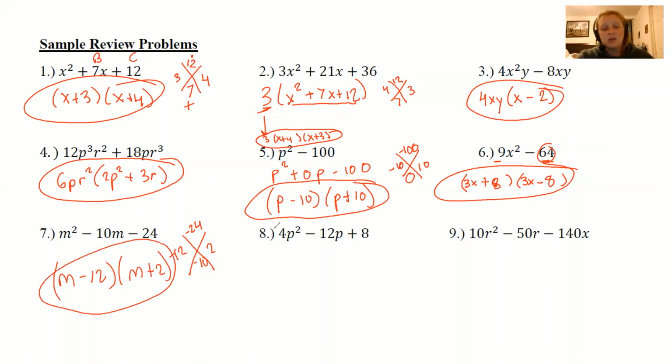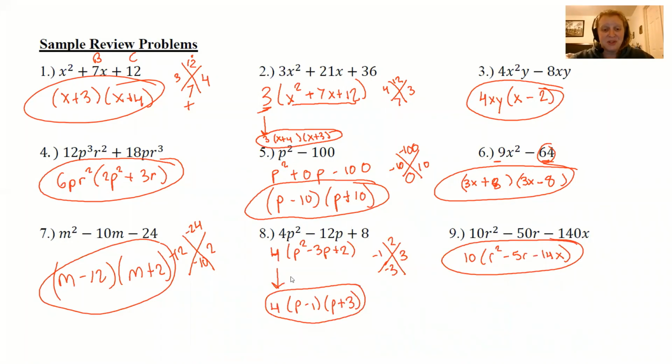I'd like you to try number 8 and 9 yourself. If you happen to notice, yeah, a is not 1, but they both have a GCF. So let's see if you can make that work. All right, so you can check your answer for a. You should have factored out a 4. And in the resulting trinomial, a is 1, so you're welcome to use that little shortcut. So your magic numbers would be negative 1 and 3. And the only difference is you have to put that 4 back on the outside when you're done.